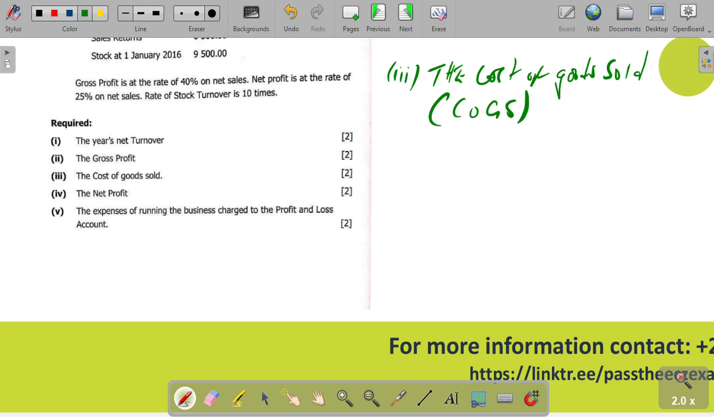So the cost of goods sold is the difference between net sales and gross profit. Write that point down. The cost of goods sold is the difference between net sales and gross profit. So here's the formula. All right, COGS, or cost of goods sold, is equal to net sales minus what? Gross profit.